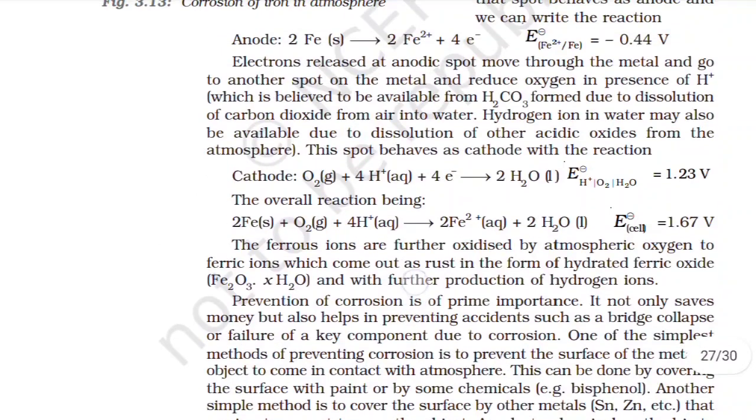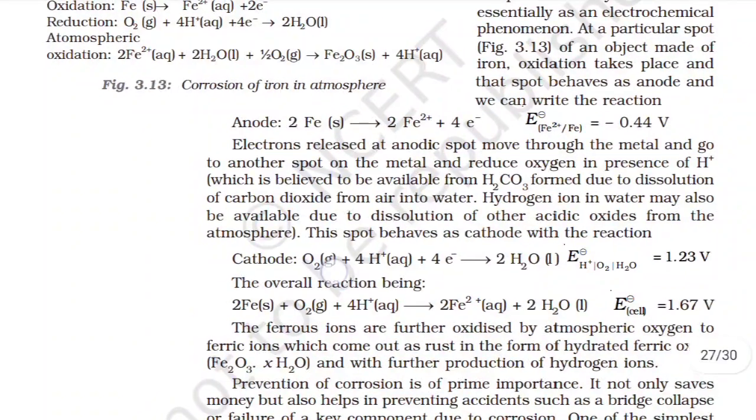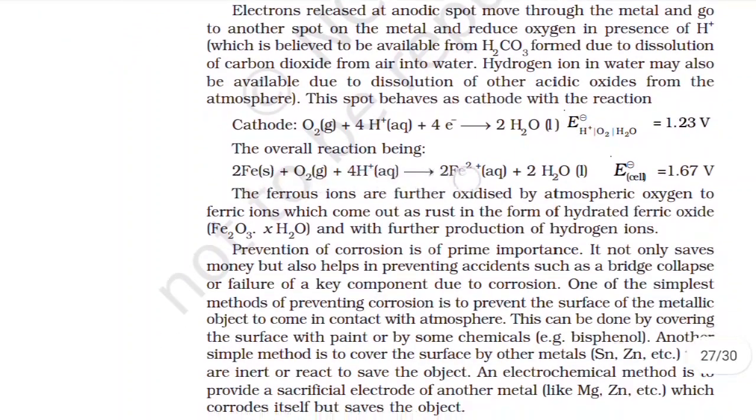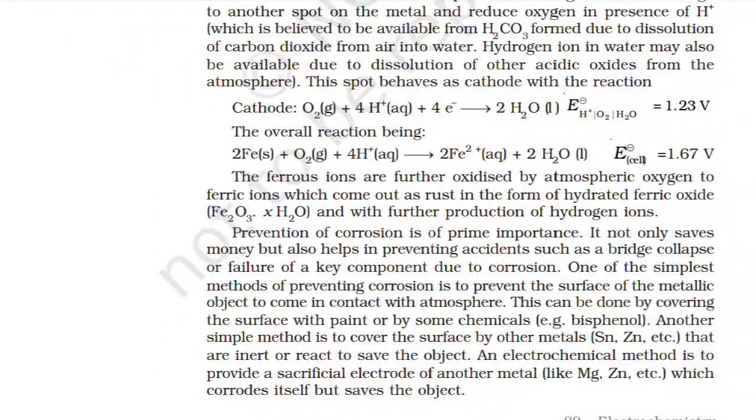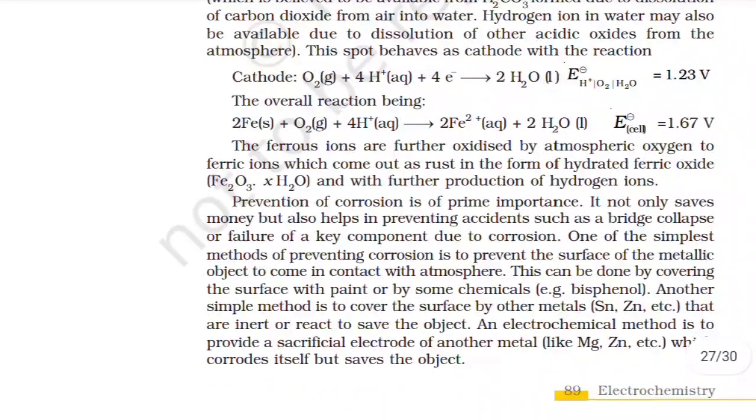So in this way, in corrosion, oxidation is going on at the anode, reduction is going on at the cathode, and the overall reaction is going on like this. So rusting, the corrosion process, we can also take as an example of an oxidation-reduction reaction, nothing but an electrochemical reaction. So this is the total E naught of the cell.